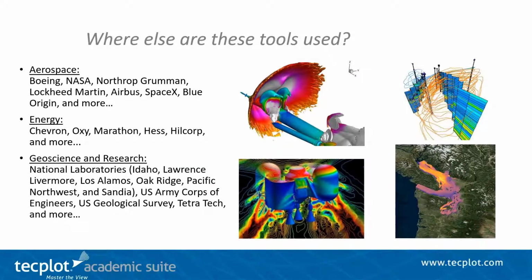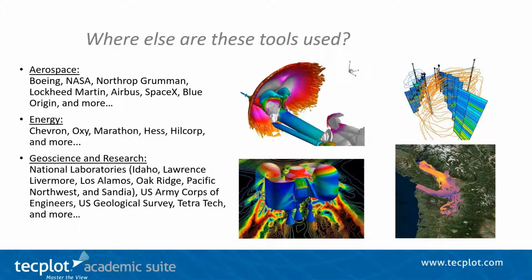So where else is Tecplot software being used? Our tools are being used at hundreds of universities already, but where else are these tools being used outside of academia? Tecplot has close to 50,000 customers worldwide at aerospace organizations like Boeing, NASA, Northrop Grumman, Lockheed Martin, Airbus, SpaceX, and Blue Origin. Energy companies like Chevron, Oxy, Marathon, Hess, and Hilcorp are using Tecplot RS.